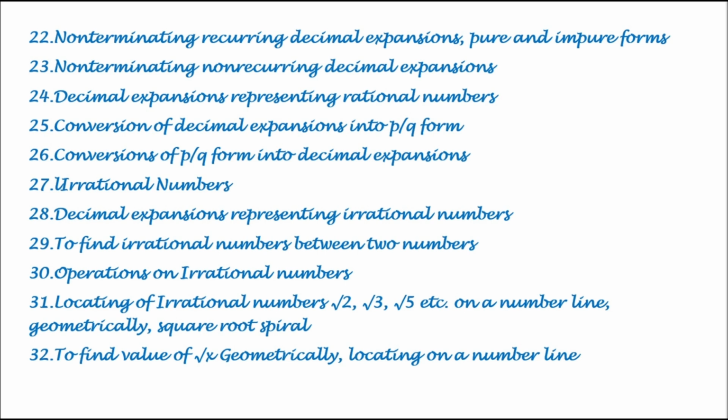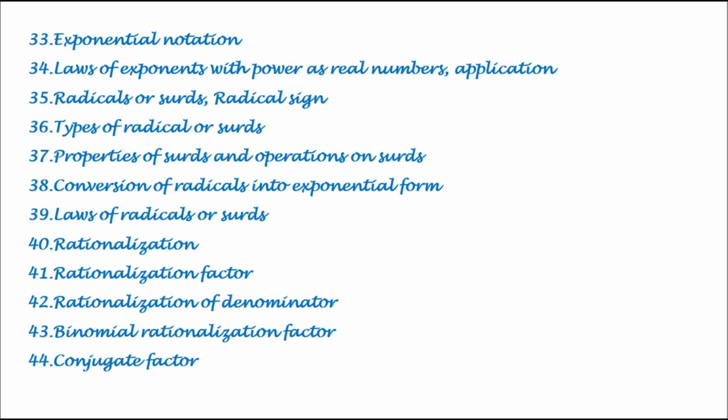conversion of p by q form into decimal expansions, irrational numbers, decimal expansions representing irrational numbers, to find irrational numbers between two numbers, operations on irrational numbers, locating irrational numbers like root 2, root 3, root 5, etc. on a number line geometrically, and also to understand the square root spiral of locating irrational numbers on a number line, to find the value of root x geometrically and to locate root x on a number line.